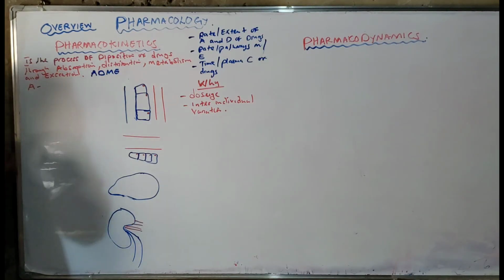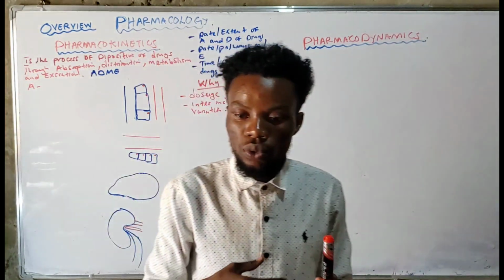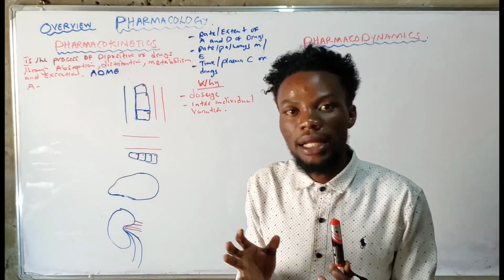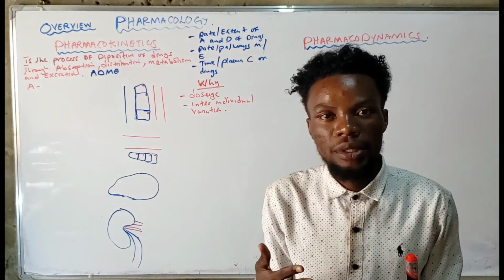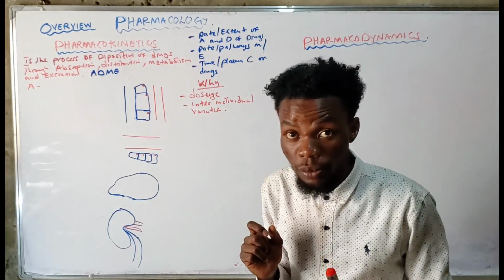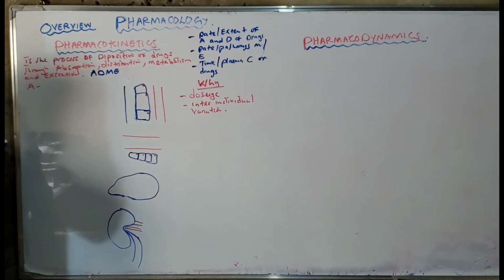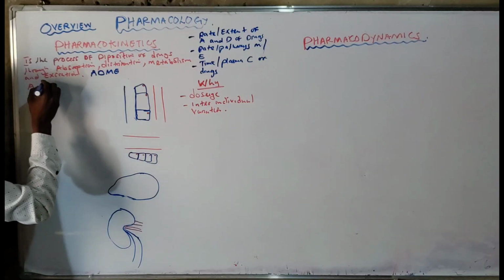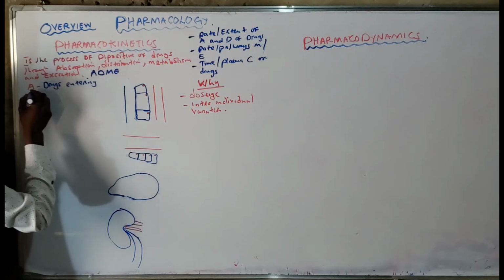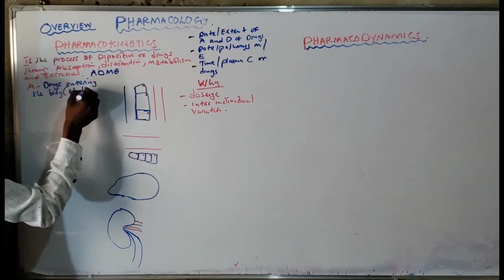So what is absorption? Absorption is basically a process that tells us how the drug is going to enter into the blood, passing through the different membranes and entering into the bloodstream. That is all about absorption. So we are saying absorption just tells us how the drug enters the body. Basically, we're talking about the blood vessels.